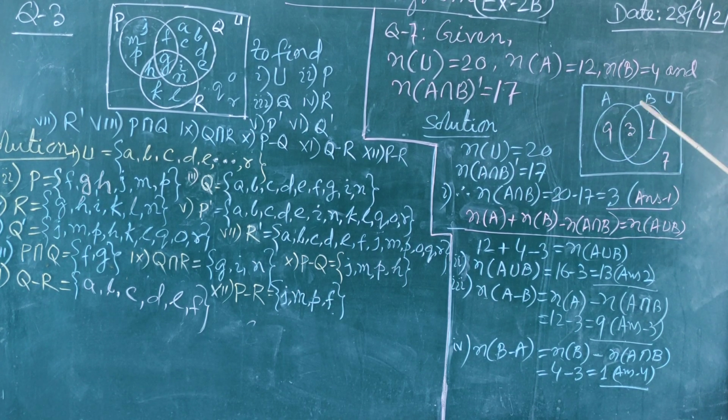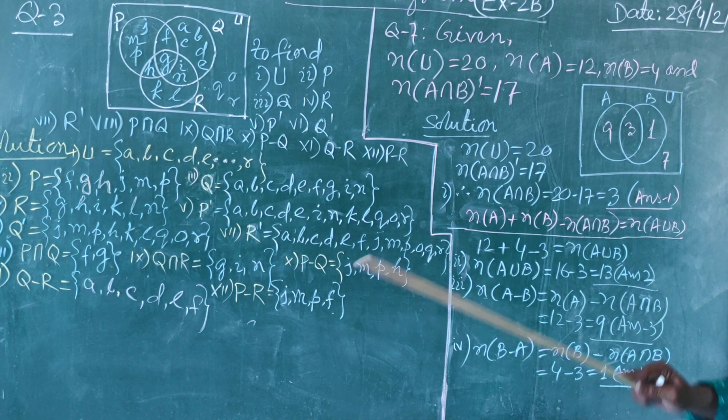So A union B, once you have got it, then how much is the total universal set cardinal number? If you add this, it is 13. 13 plus 4 is 17. So if you draw a Venn diagram, things will be very easy. To draw the Venn diagram for all these things, first you find out the intersection part's value, so that things will be easy. I hope you have understood it. Go through it, you will understand better.